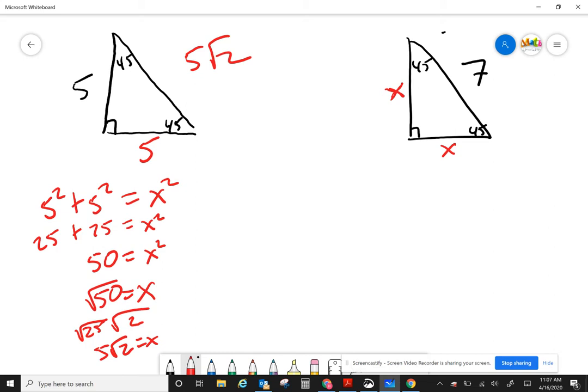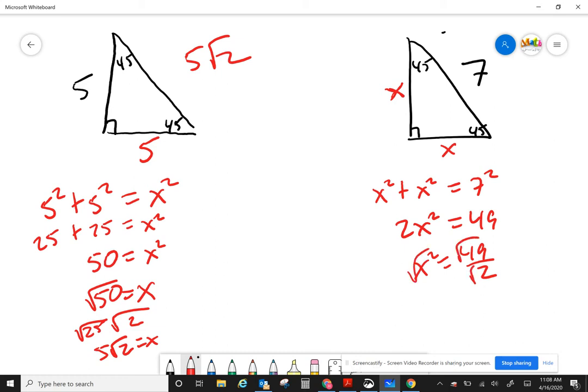Now, the way I'm going to solve for x, I'm just going to go x squared plus x squared is equal to 7 squared. So that means that 2x squared is equal to 49, right? x squared plus x squared is 2x squared. So to get the x squared by itself, let me divide both sides by 2. I have that x squared equals 49 over 2.